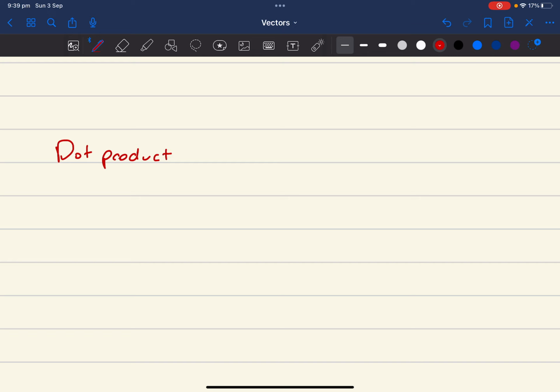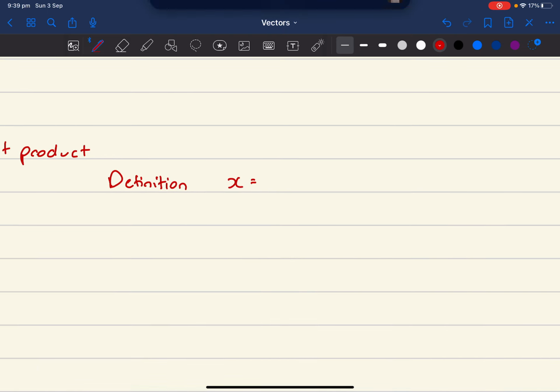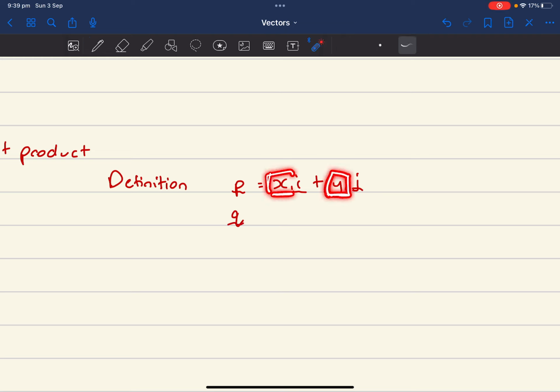To begin with, I'll just write the rough definition of what dot product is. Dot product happens between two vectors, right? Let's say I have a vector P, which equals x1 i plus y1 j, right? And then I have another vector called Q. Don't worry about this looking a bit confusing. These are just numbers, right? So it could be 7i plus 3j, right?